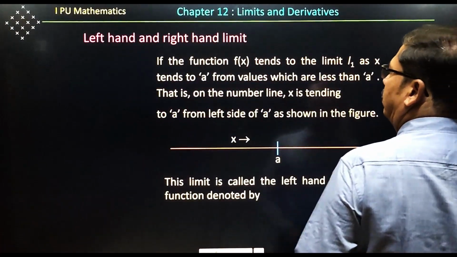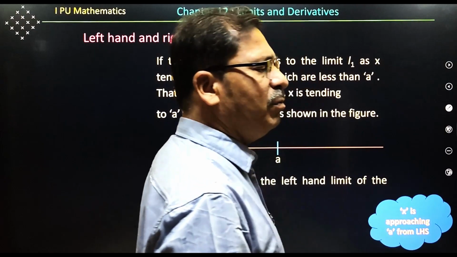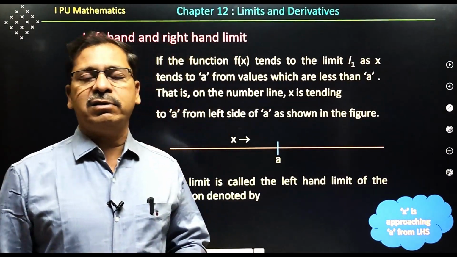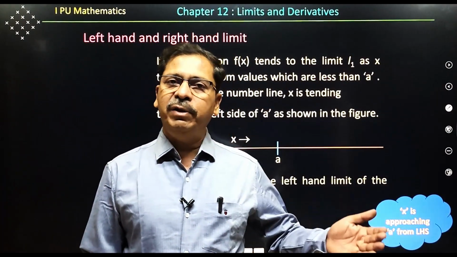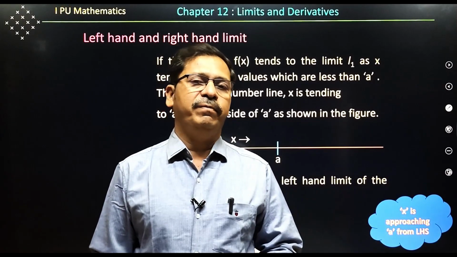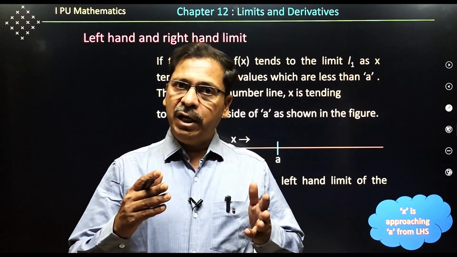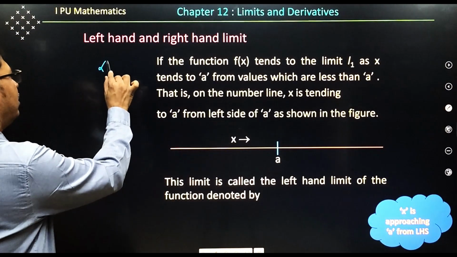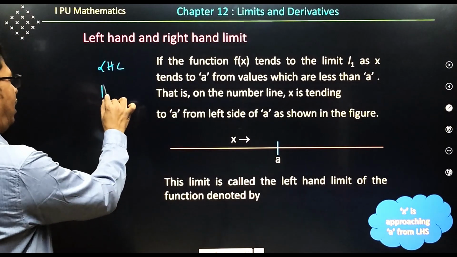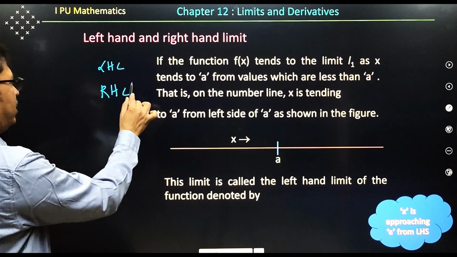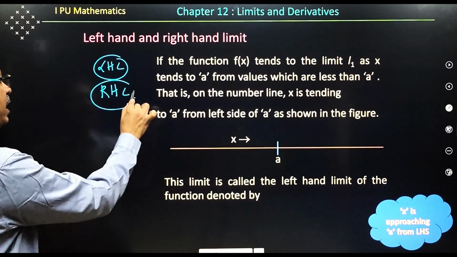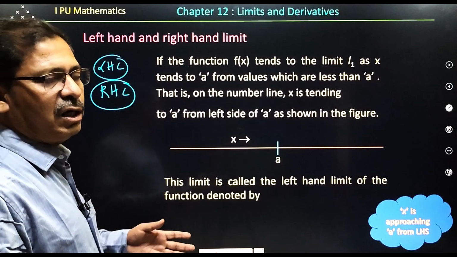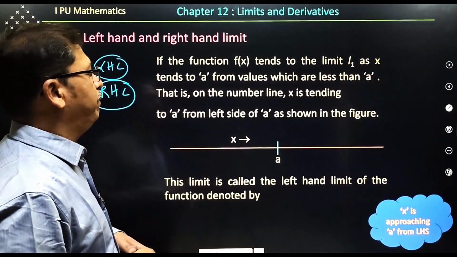Now let me discuss one more very important and interesting fundamental concept: left hand limit and then right hand limit. Left hand limit is also represented shortly as LHL, and then RHL, right hand limit. Let us try to understand the concept of left hand limit here.